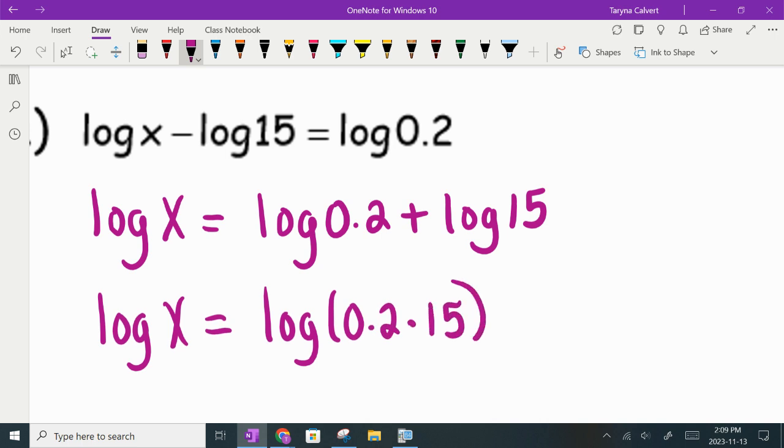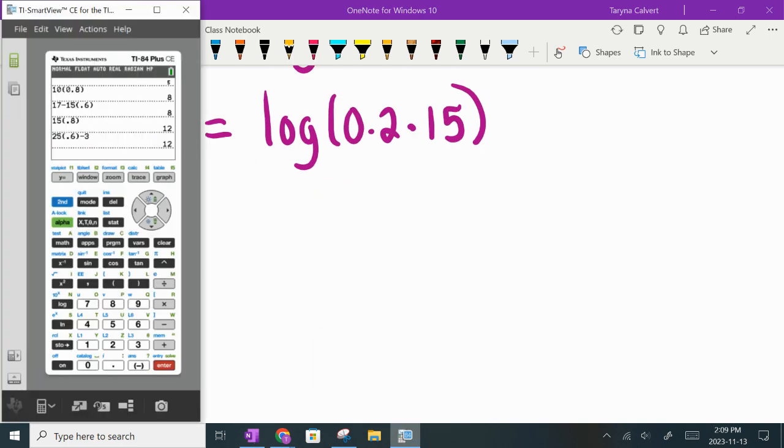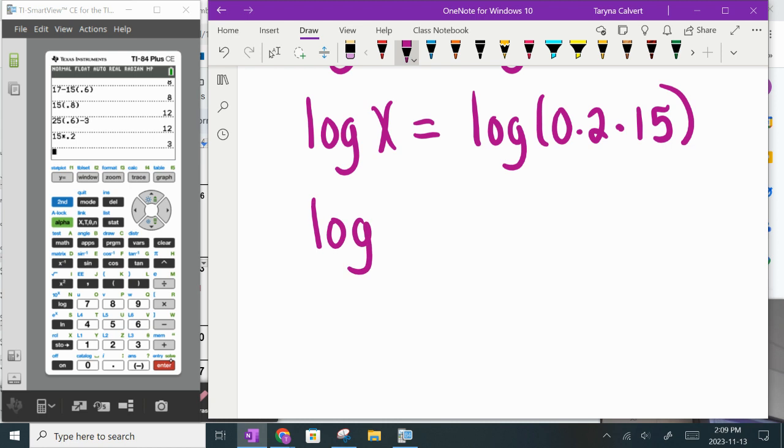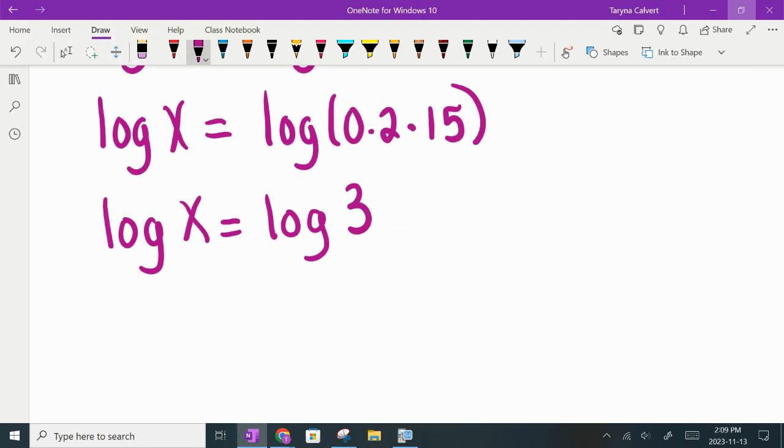Because with addition of same base logs, we can use our log laws to put them together. So 15 times 0.2. We have log base 10 of x equals log base 10 of 3. What does x equal? 3. Because again, this is very similar: can I drop the logs off if they have the same base? Through the transitive property, if this is a true statement, then x does have to equal 3.